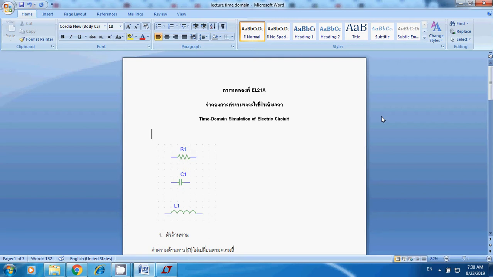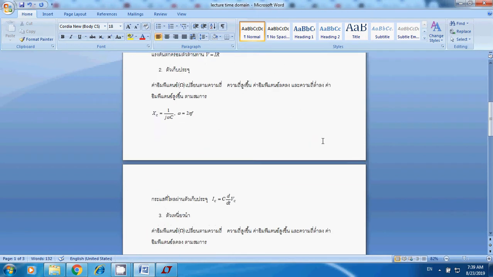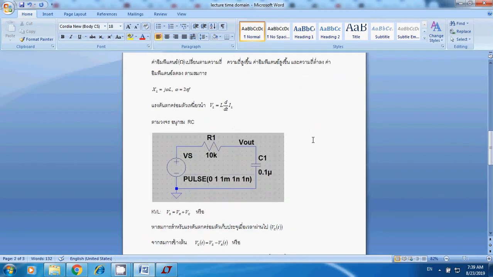Before we go to the circuit, it's actually just a simple circuit. It's the RLC circuit in series arrangement, and we're going to analyze the circuit. I have the circuit right here. Okay, so this is an RLC circuit in series arrangement, and you have our input signal as the pulse.